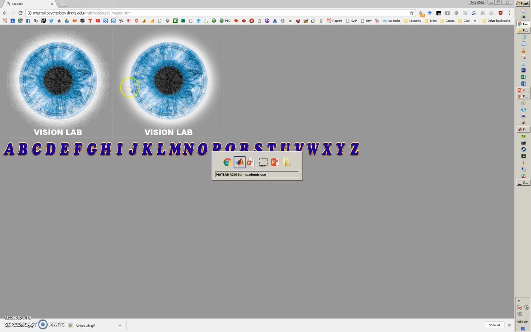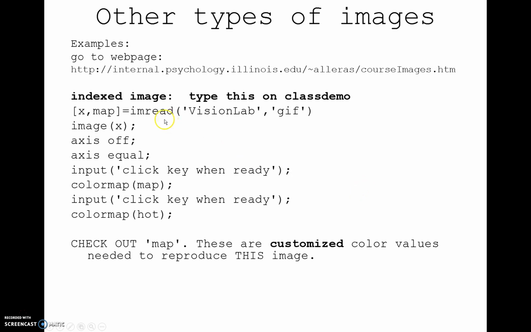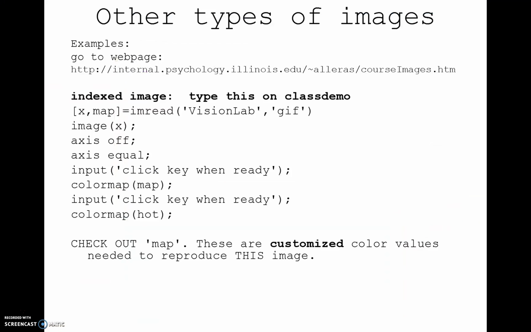So let's go over here to the slides, and as I said, go to this website and download this GIF and the JPEG of that Vision Lab logo. So we're going to start here loading in that GIF file. So in here we'll type in X and map, and that's a lowercase x, so we'll say imread, and we'll say Vision Lab, and it's a GIF. And then we'll say image X, axis off, axis equal, so we present it as a picture.